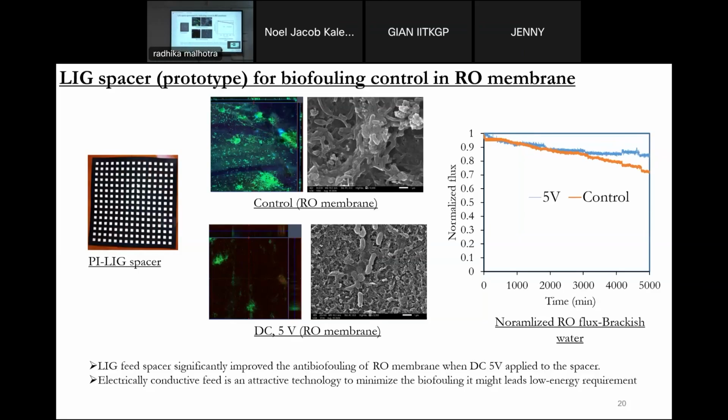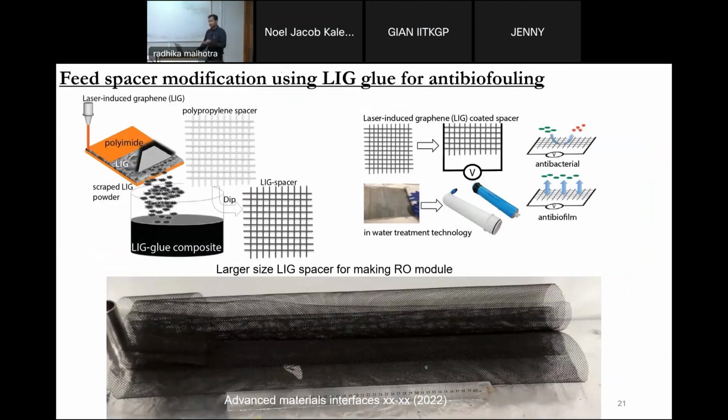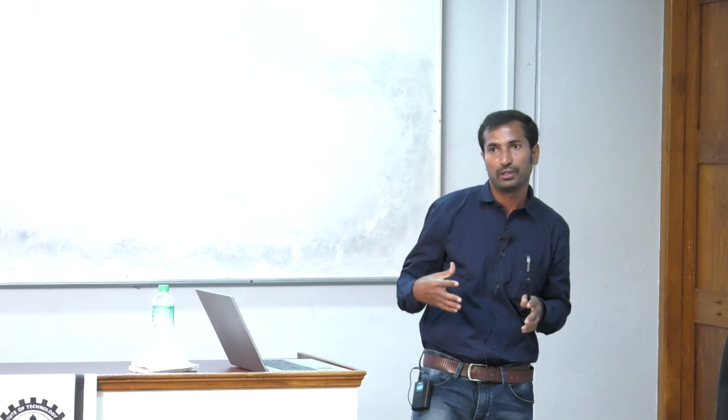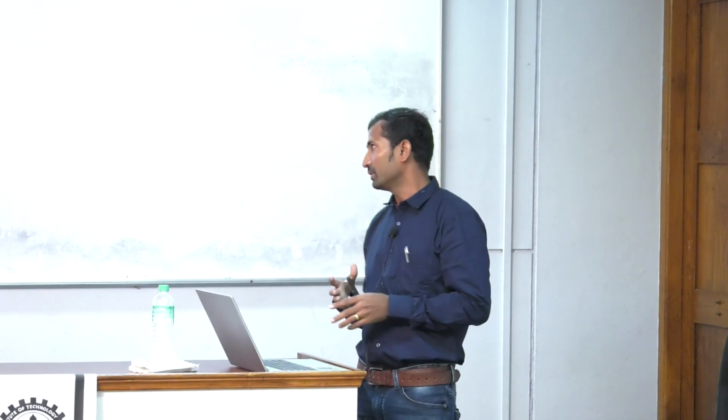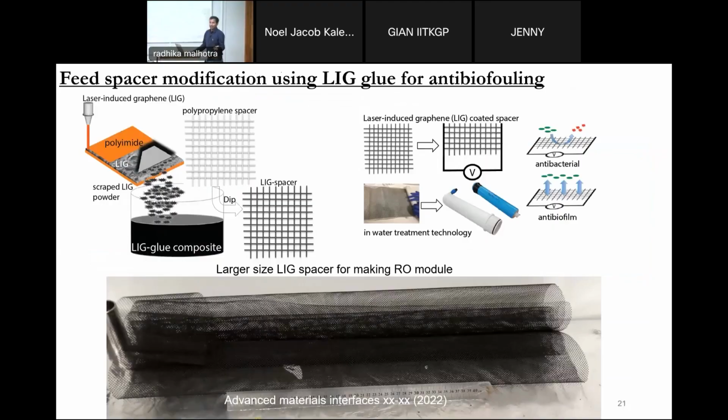Then we got the project from the ministry, and they wanted us to convert the commercial feed spacer into graphene. That was the scope of the project, but unfortunately the polypropylene completely melted when we exposed it to the laser. So, we tried different parameters. We controlled the power and speed of the laser, but we could not do it. Then somehow we wanted to finish this project.